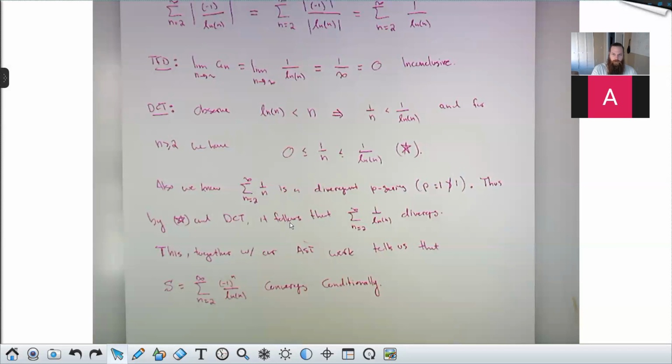Do we feel like we understand the concept of absolute and conditional convergence?